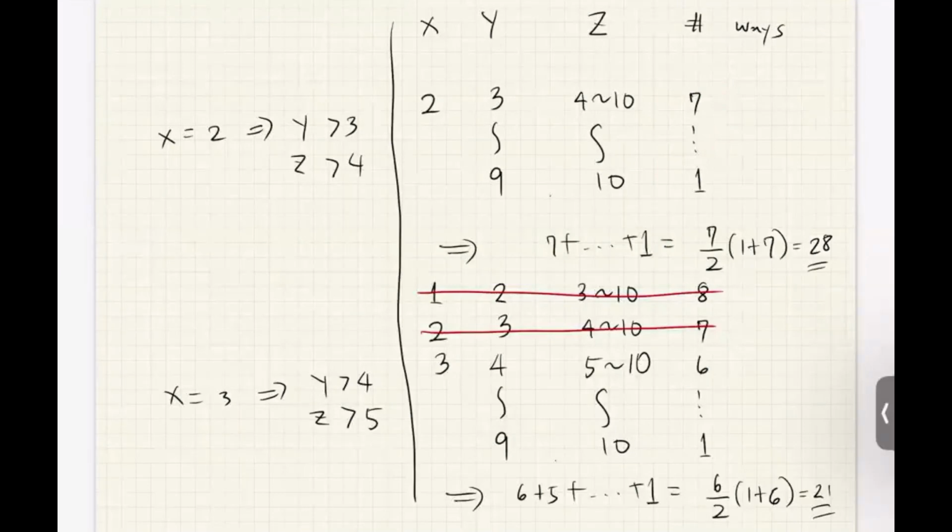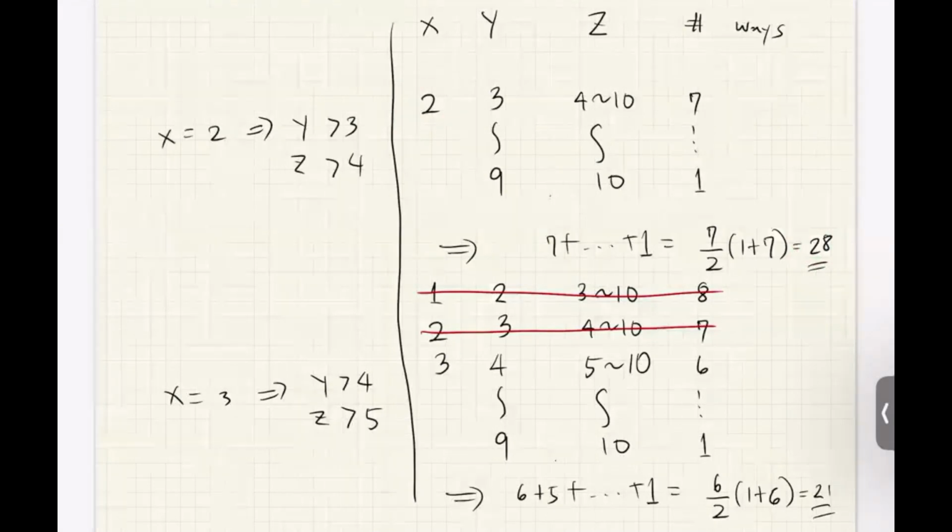And again, we do the same arithmetic series sum, okay? And again, that's the number of terms. We have 7 divided by 2 times the first term 1 and the last term 7. And that gives us actually what, 28. Okay, so there are 28 ways when x is equal to 2.